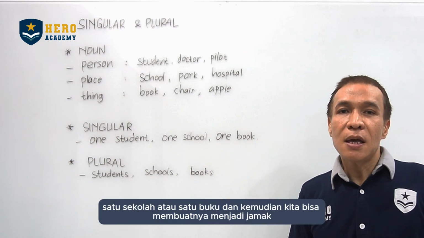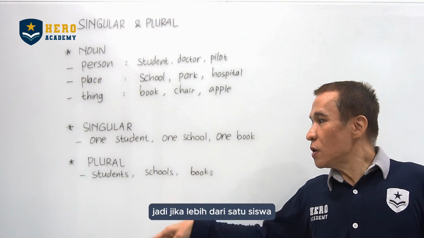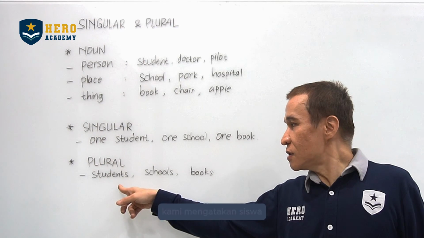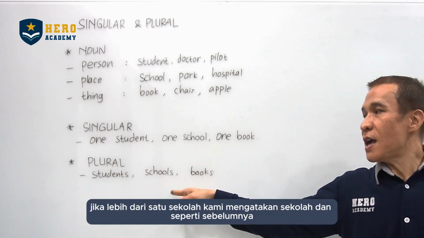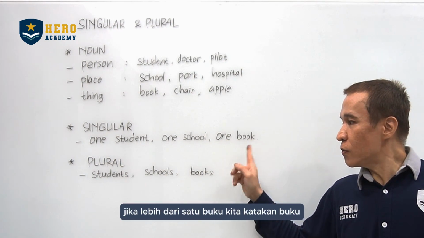And then we can make them into plurals. So if it's more than one student, we say students. If it's more than one school, we say schools. And just like before, if it's more than one book, we say books.